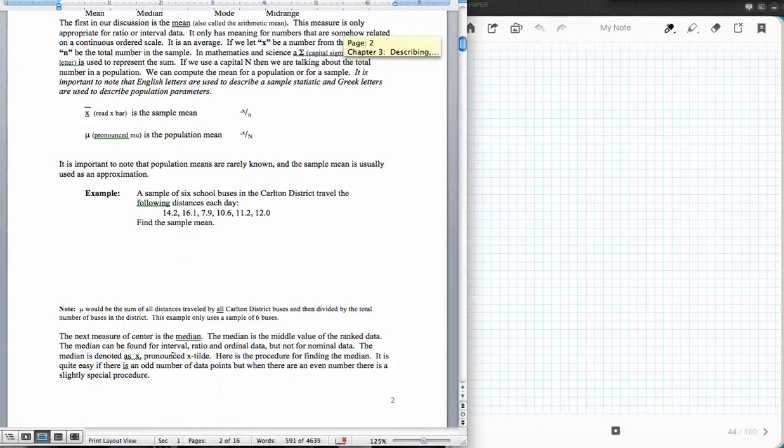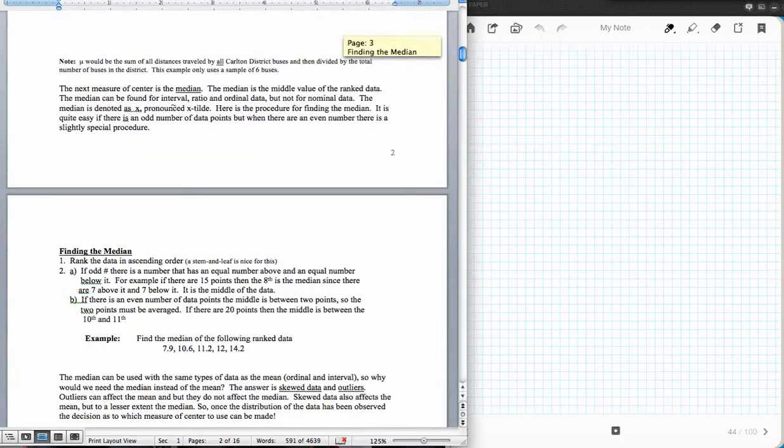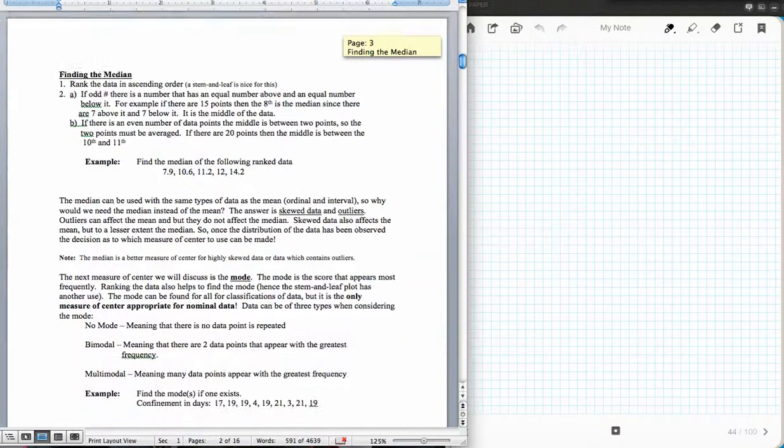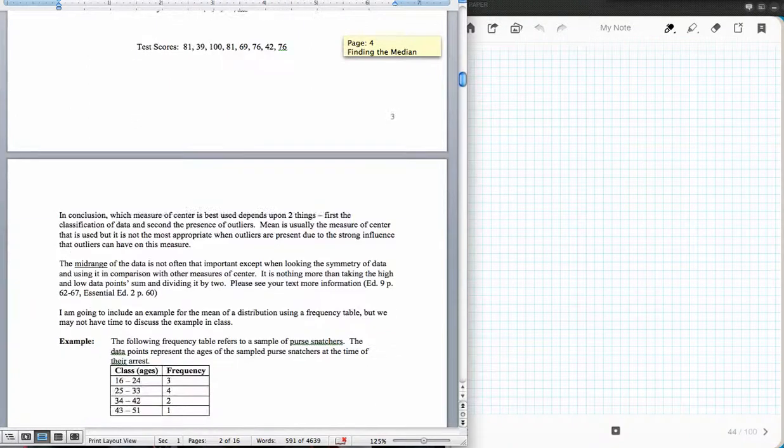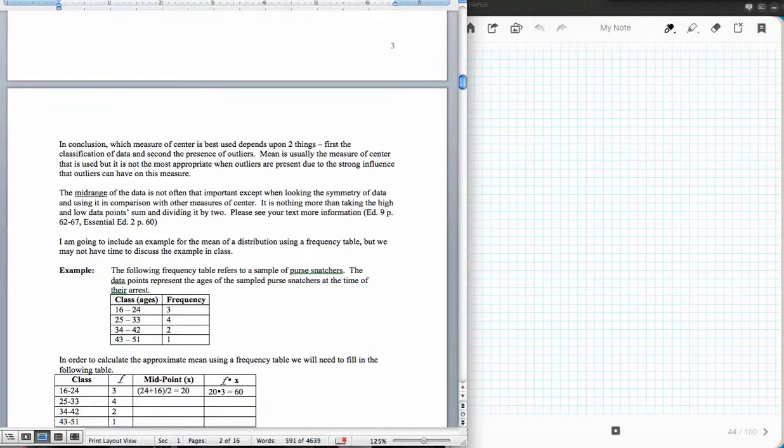So now we're going to go down and talk about our next thing, which is the mid-range. The mid-range is not very important, and it's just looking at the symmetry, because it can be looked at as, okay, here's the middle of the data compared to what we have for the exact middle position and what we've calculated for the mean. But we're not really looking at that very deeply.